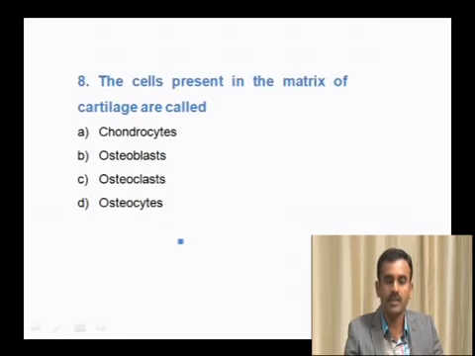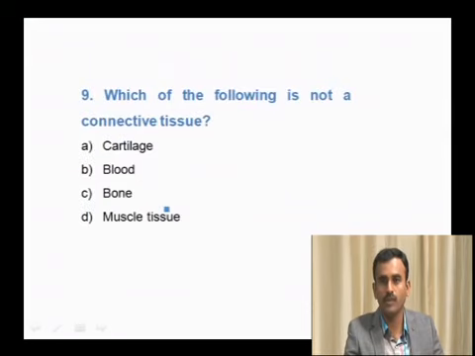The cells present in the matrix of cartilage are called? The cells present in the matrix of cartilage are called chondrocytes or cartilaginous cells, and options B, C and D, osteoblast, osteocytes and osteoclasts, are different types of structures associated with bone. Move on to the next question.